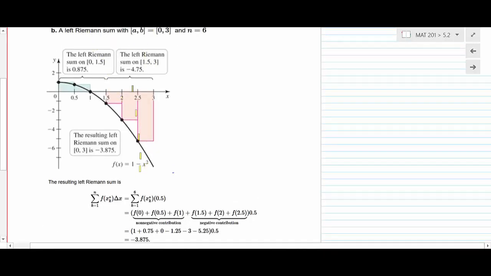So in this one, the key thing is I want you to understand the notation. What happens on this one is you're doing left Riemann sums. So you've got left endpoints on those rectangles like that. Now what's going to happen on this is essentially this.